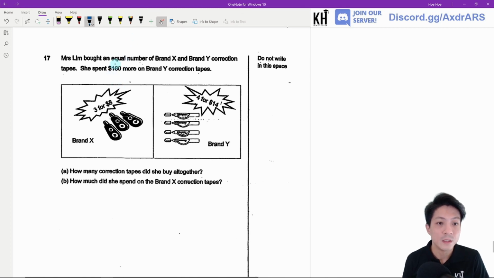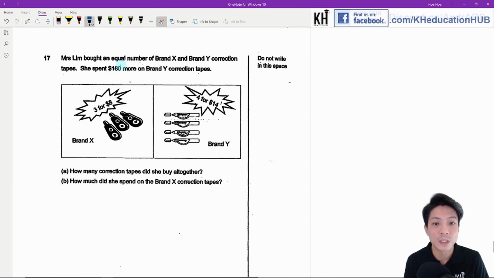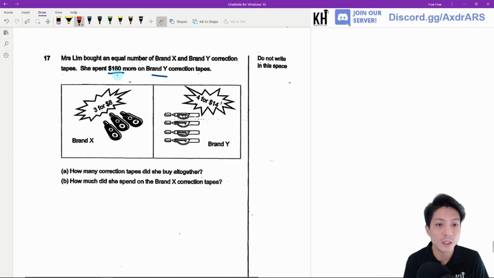Okay, question 17. Mrs. Lim bought an equal number of brand X and Y correction tapes. Okay, she spent $180 more on brand Y correction tapes. Okay, the keyword is always like equal number. How many correction tapes did she buy altogether?